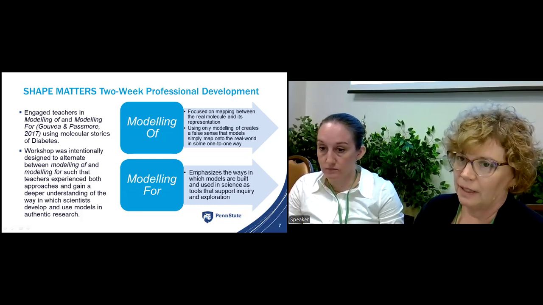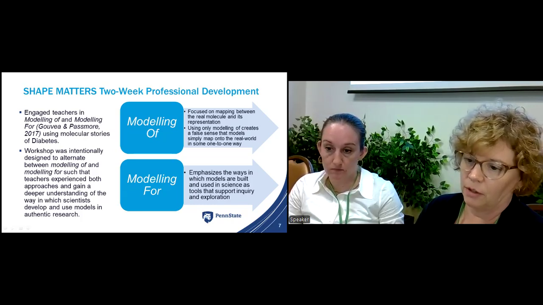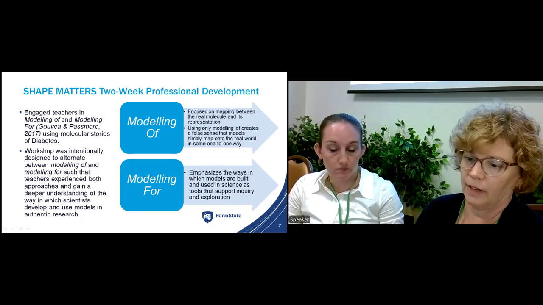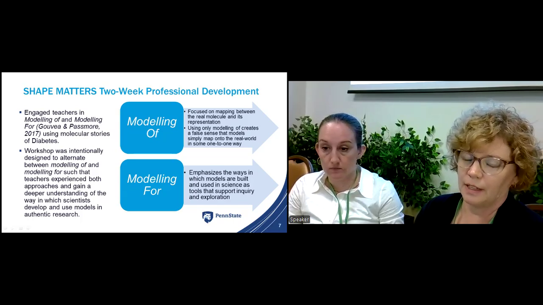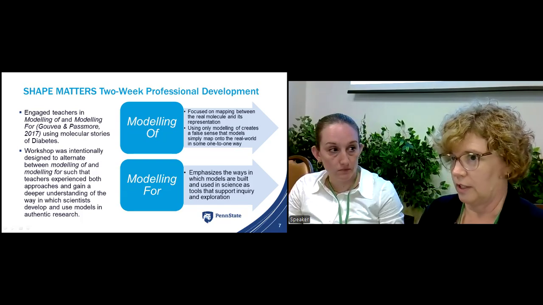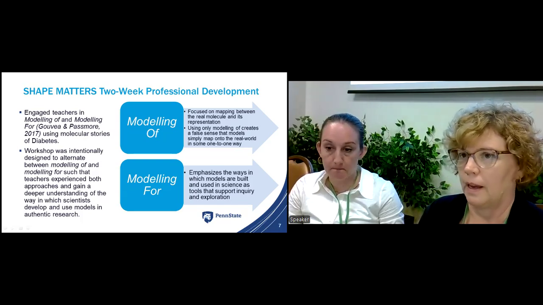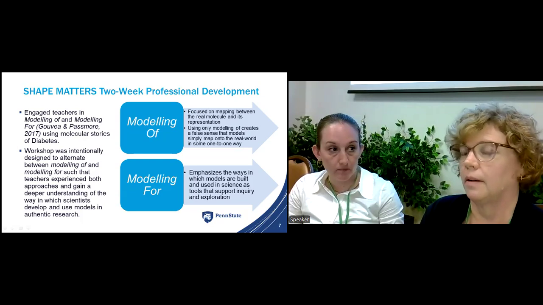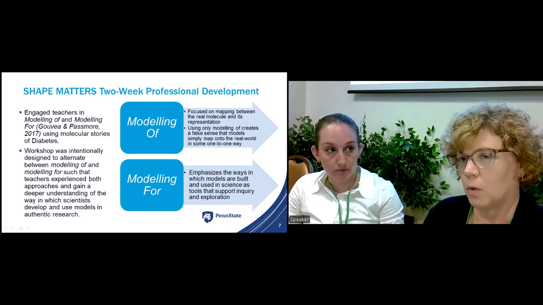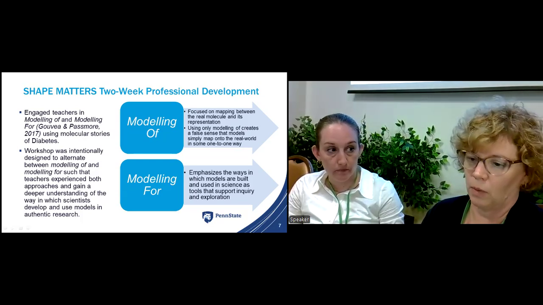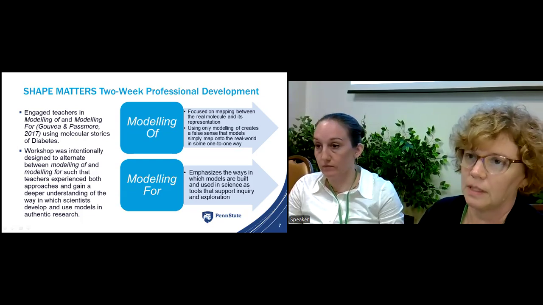So we intentionally designed the workshop to alternate between modeling of and modeling for, so that the teachers gained experience in understanding the difference between the two and thinking about how to bring modeling for into the classroom in ways that are appropriate for the students that they're teaching.